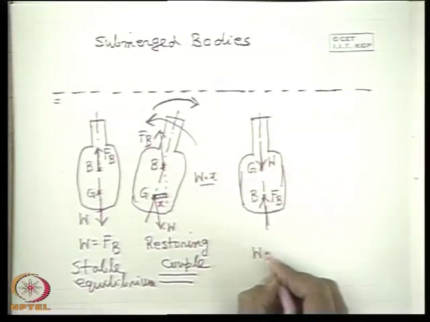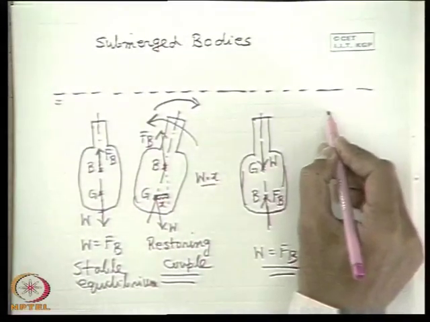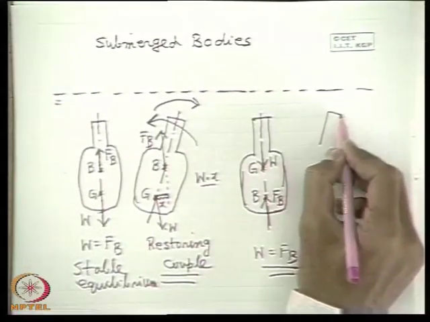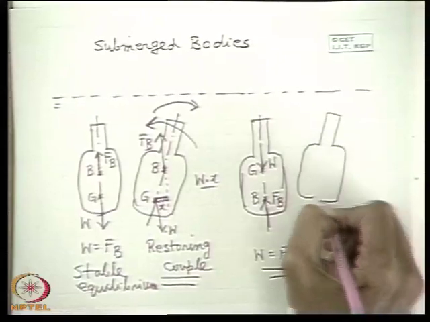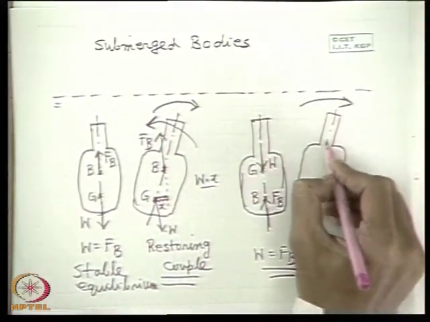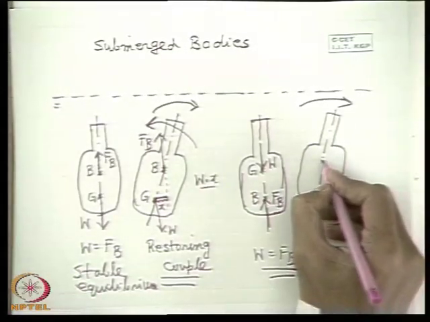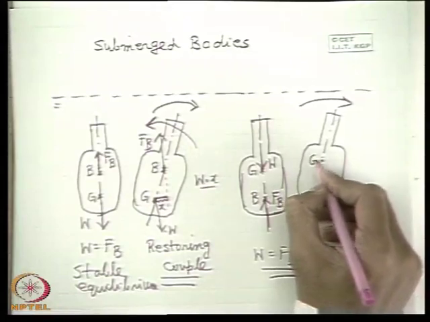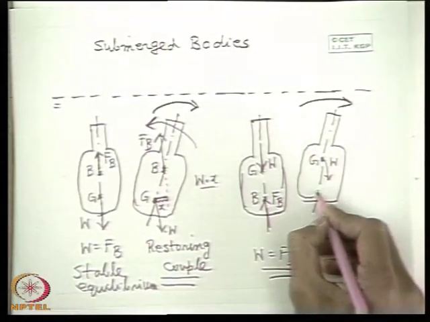But it is in equilibrium. That means W is equal to FB. This is valid. Now, if you give a tilt, it's a very simple, school level thing. If you give a tilt in the same direction, towards the right, this is the original vertical axis.